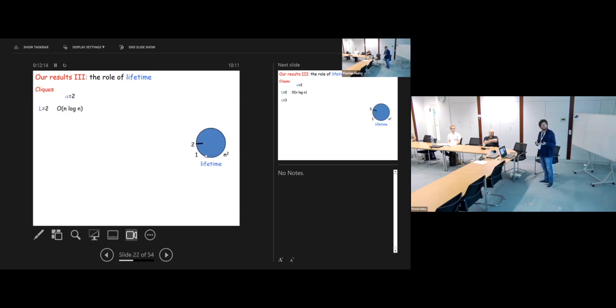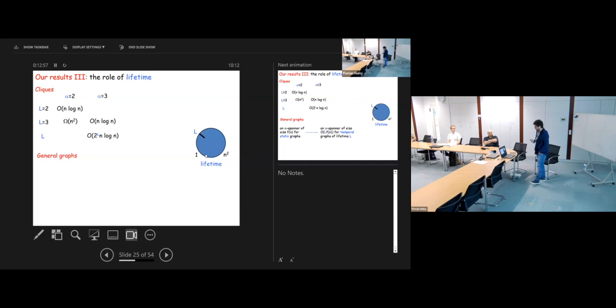For cliques, we are able to show that if you consider lifetime 2, you can obtain stretch 2 with size n log n. But when you move from lifetime 2 to lifetime 3, then we have a lower bound of omega n squared for stretch 2, but for stretch 3, we are able to obtain size n log n. And this trade-off with stretch 3 and size n log n is also achievable for any constant lifetime L. These results are for cliques.